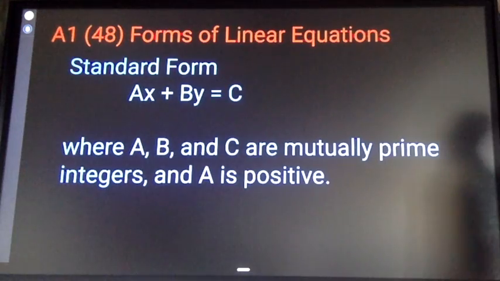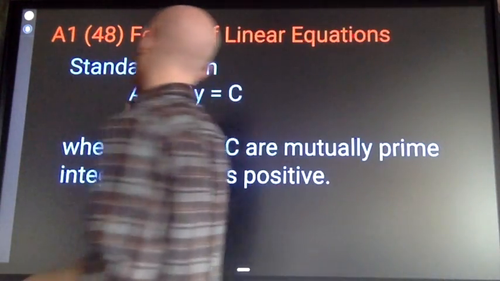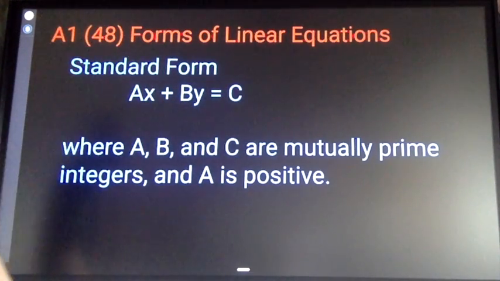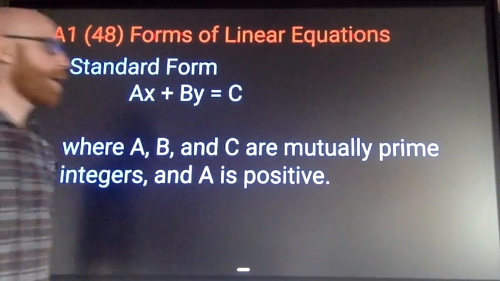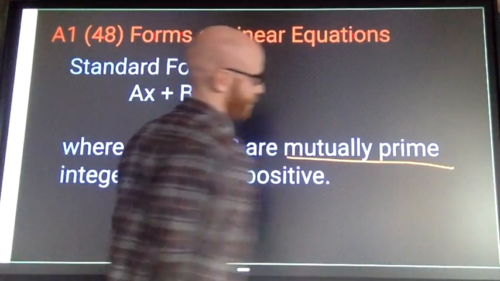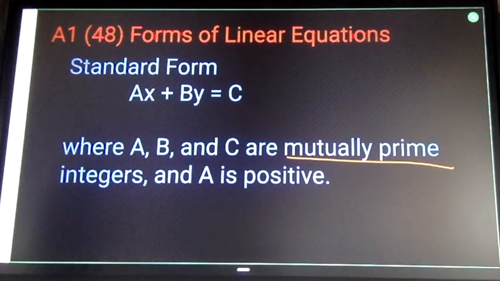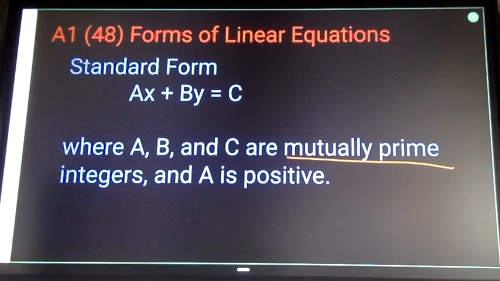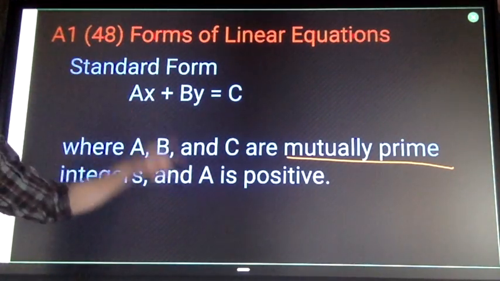The standard form of a linear equation looks like this: ax plus by equals c. A, b, and c get replaced with integers that are mutually prime, which means there's not a number that divides into all three of them. And a must be positive.